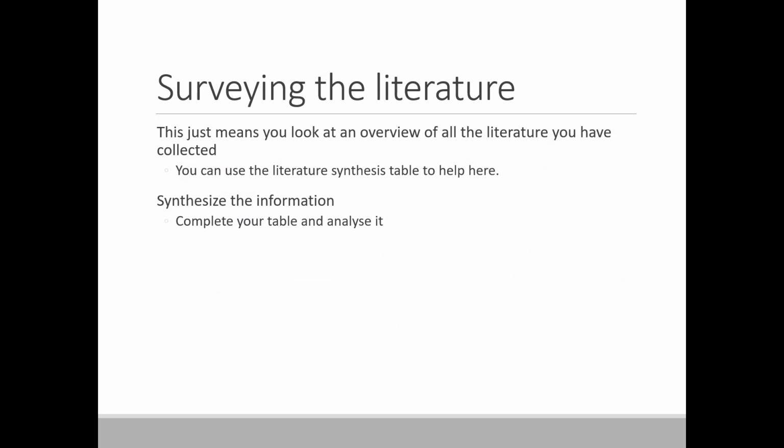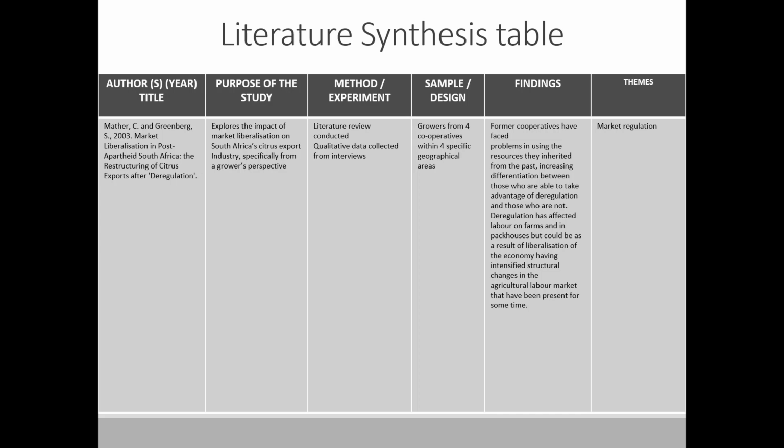Surveying the literature just means assembling the literature so that it allows you to see all the puzzle pieces and how they fit together. Ideally, when they fit together, your research project should be the overall puzzle picture. Once you've drawn out your themes, you will match your literature to these themes and complete your table. This is called surveying the literature, seeing where everything fits into place.